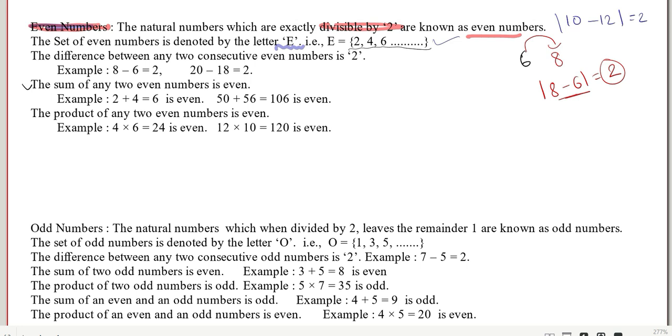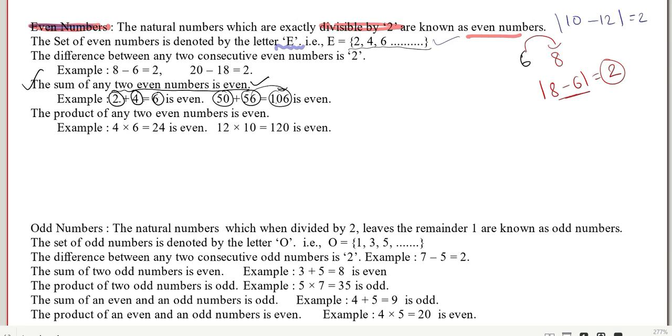And one more important concept, that is, the sum of any two even numbers is always even. If I take an example, 2 is an even number and 4 is an even number, and adding them, what do you get? 6. So this 6 is also an even number. In the same manner, 50 is an even number, 56 is also an even number, and adding these we got 106. This 106 is also divisible by 2, so 106 is also an even number. Then by this we can conclude that the sum of two even numbers is always even.